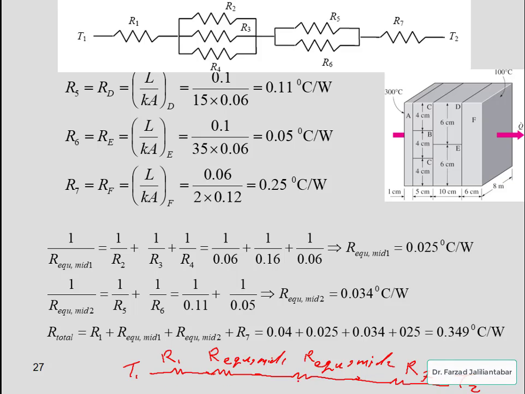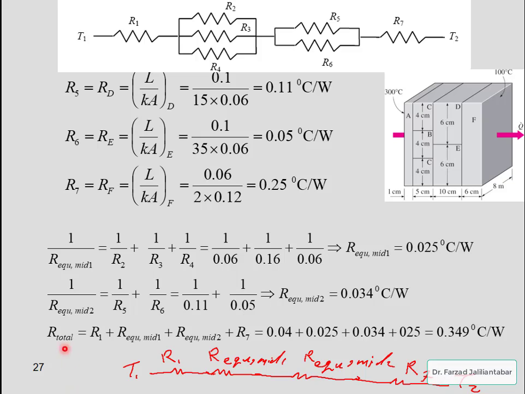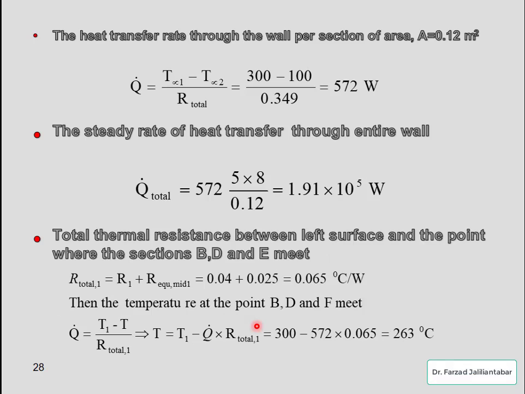This is R total. To calculate this, we should simply add all of these to each other. So we will have R1 plus R equal mid 1 plus R equal mid 2 plus R7, because they are in series arrangement. By substitution of the values for all of these thermal resistances, we will have the total thermal resistance of the wall.